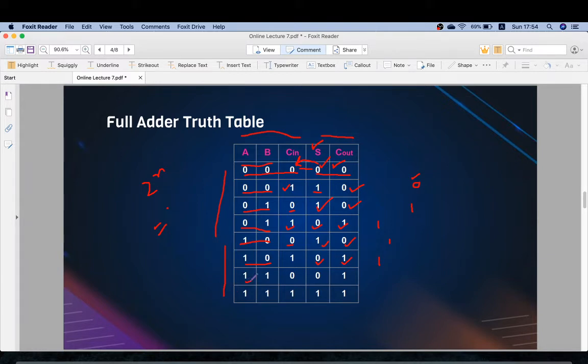Now in the second last, 1 plus 1 is equal to 0, but with the carry 1. Whenever a carry comes, we just write carry here. So what is 0 plus 0? It's 0. Same here, 1 plus 1 is equal to 0, but carry 1. So whenever there is a carry, we write carry here. So the answer was 0. 0 plus 1 is equal to 1. So this is how we draw the truth table for a full adder.